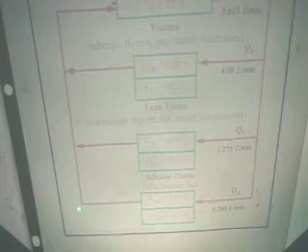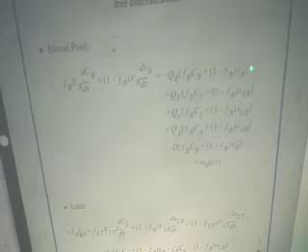So all these tanks basically add up and go into that. And it's the same type of mass balance as up here, but you're doing it with the subscripts for each of those individual tanks.